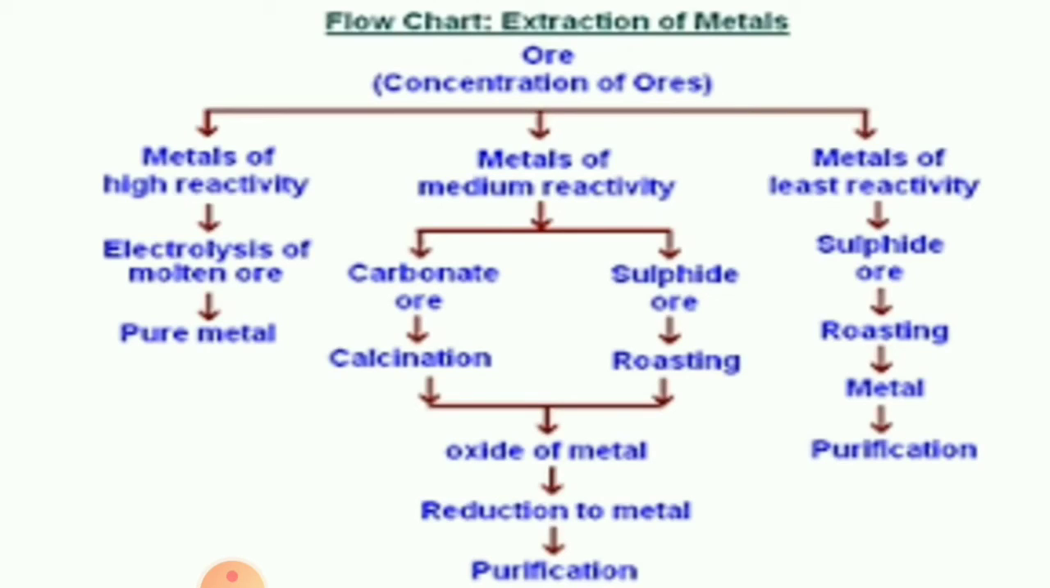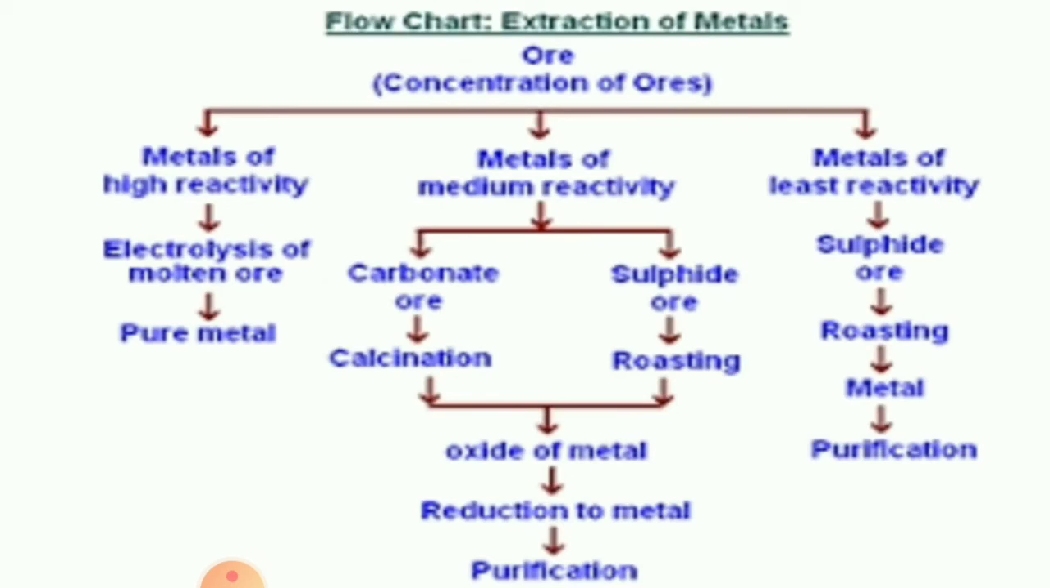Metals of medium reactivity can be found in the form of carbonate ore or sulfide ore. Carbonate ore can be processed by calcination, and sulfide ore by roasting. After calcination and roasting, whatever we get is the oxides. Metals get reacted with oxygen from nature, and these oxides have to be removed by reduction. Metals have to be reduced and pure metal can be formed.